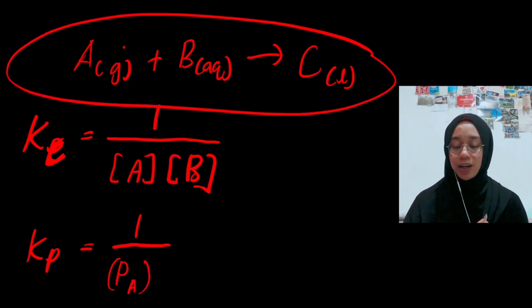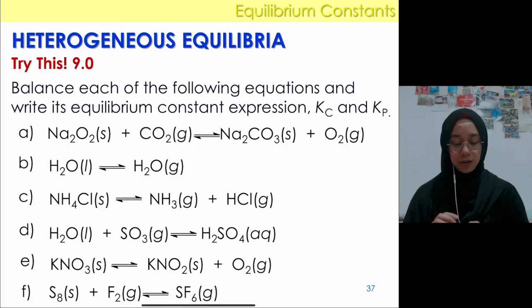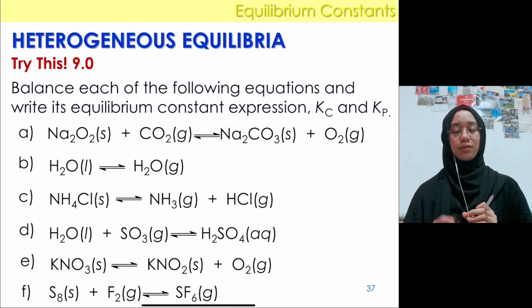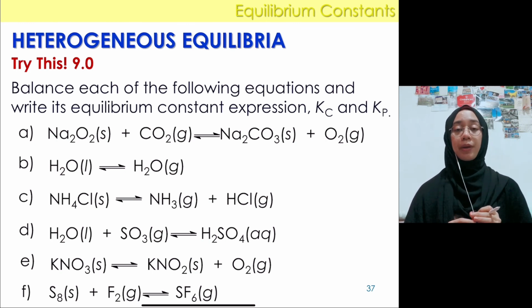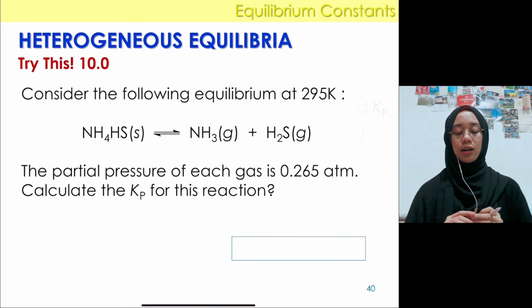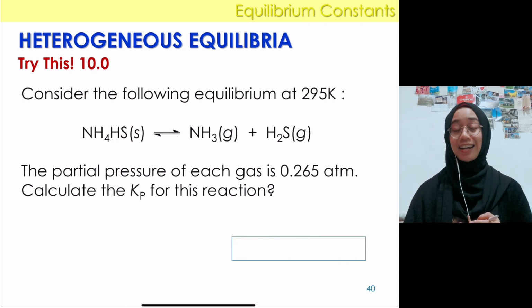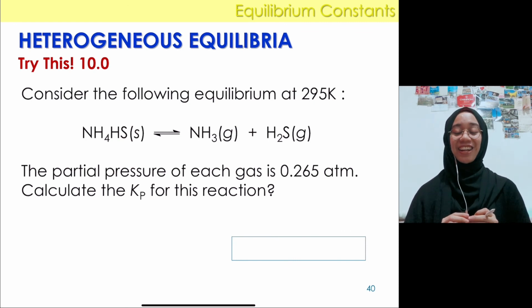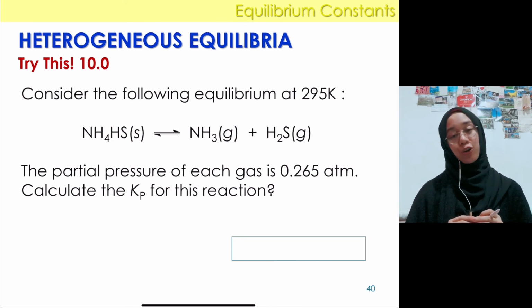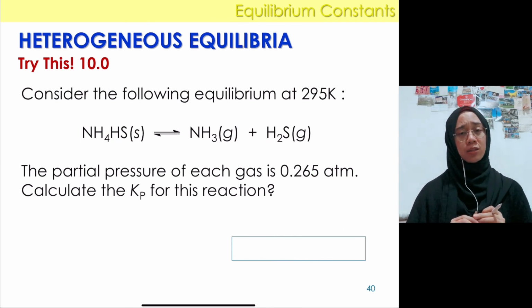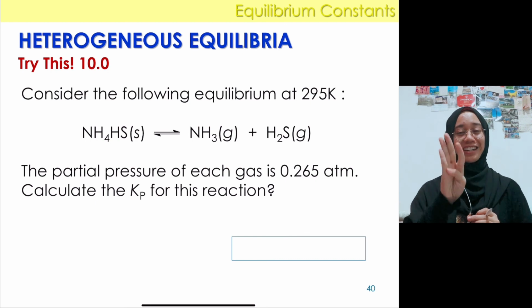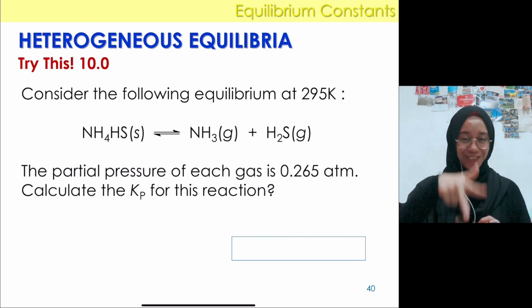Okay, so this is 9.0. So good luck untuk tulis the expression of Kc and Kp. Be careful with the phases of the species. Okay, and then lastly, try this 10.0. Wah, banyaknya try this kan? Yes, okay. Tapi kebanyakan try this yang Miss bagi kat kamu dah ada jawapan. So try je semua, okay? 3, 4, 5, 6, 7, 8, 9, 10.